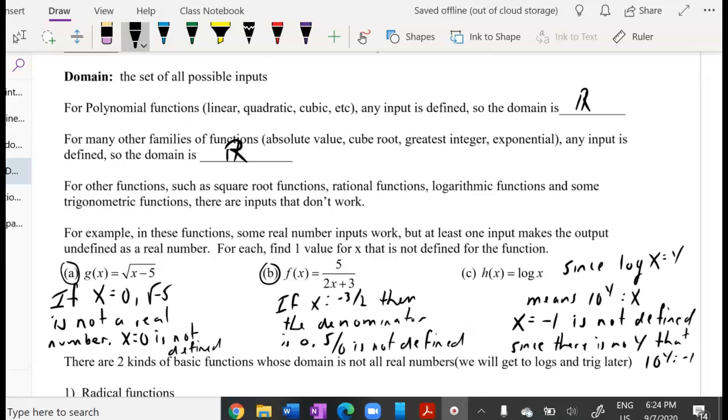Okay, here's my thoughts and my examples. I picked 0 for A because if x equals 0, then you would get the square root of negative 5, which is not defined as a real number. And remember, we're talking about real numbers here.